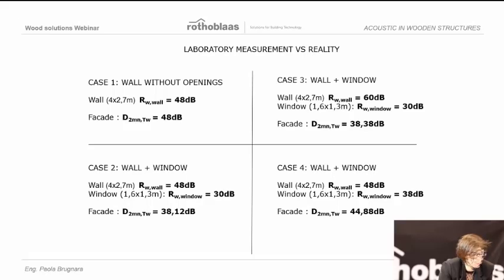What we need to do is to work on the window, and we need to choose a better performance of the window. So if we have the same wall as before, so 48 decibel, but we have increased the window performance to 38 decibel, we have an improvement of the performance of the facade up to 45 decibel. So this was the only way to improve the final results.